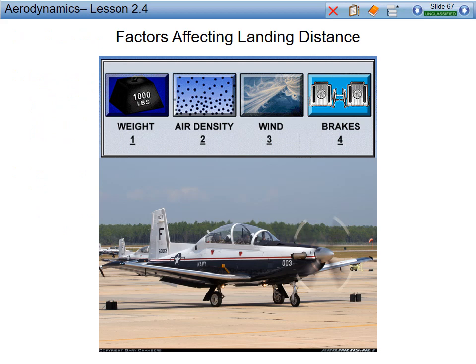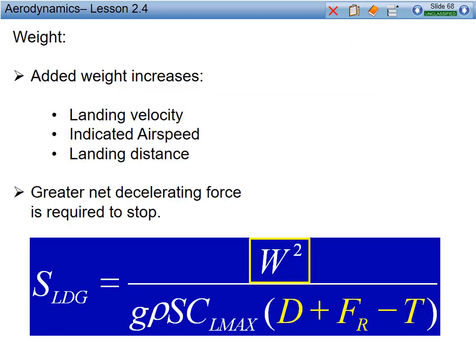The same factors that affected our takeoff distance are going to affect our landing distance. Added weight increases the landing velocity, also increases the indicated airspeed, which will increase your ground speed upon landing. The increased ground speed will require a longer distance to dissipate as you decelerate.